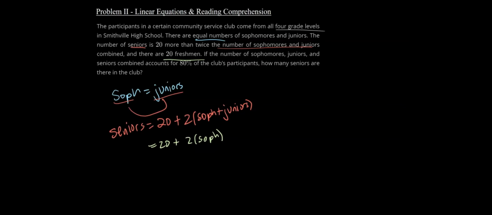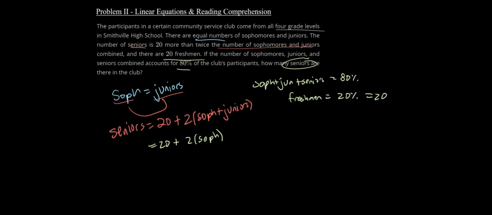If the number of all of these 3 grades here, sophomores, juniors, and seniors, combined accounts for 80% of the club's participants, how many seniors are there? Well, if sophomores plus juniors plus seniors equals 80%, and there are 20 freshmen, that means the freshmen are 20%, which is equal to 20. Therefore, each person is 1%. That makes it a lot simpler for us here.